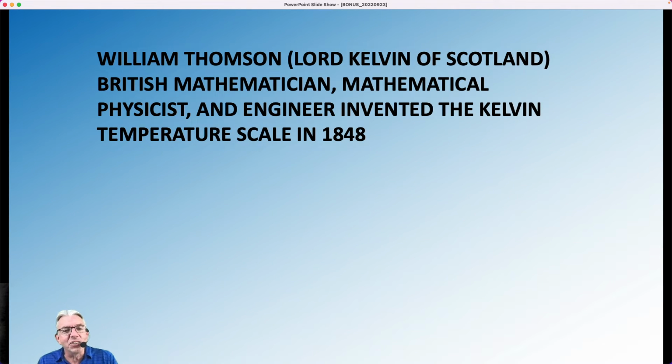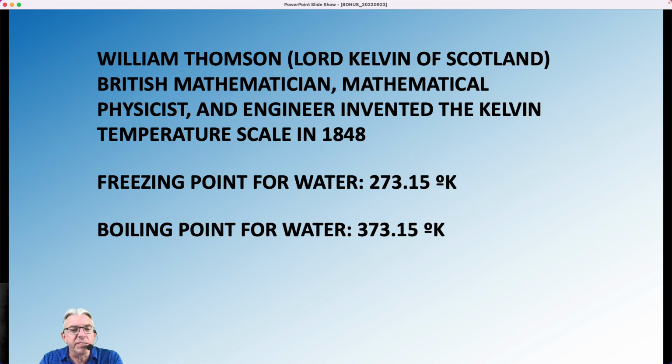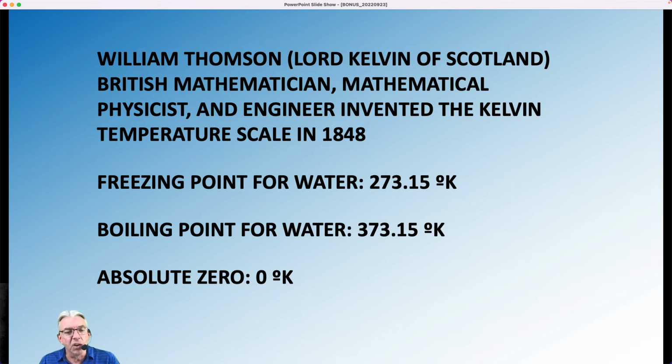All right, then a century later, William Thomson, also known as Lord Kelvin of Scotland, a British mathematician, mathematical physicist, and engineer, multi-talented, invented the Kelvin temperature scale in 1848. On that scale, the freezing point for water is 273.15, the boiling point for water is 373.15, and absolute zero is 0 degrees Kelvin, where all molecular motion ceases. So again, those numbers are a little random, the 273.15 and the 373.15, but the absolute zero is pretty clear. And basically, this is the unit that is used by scientists.